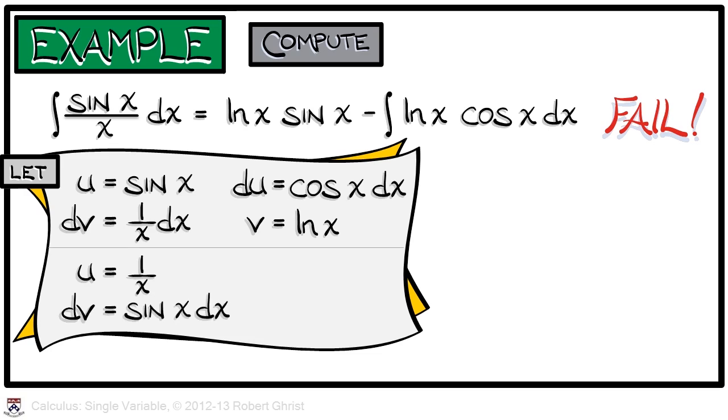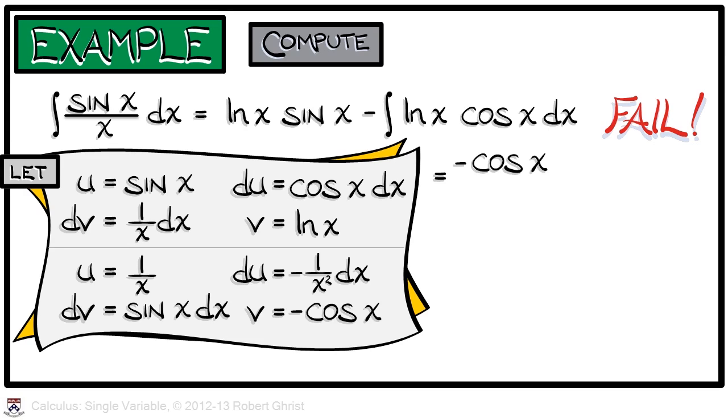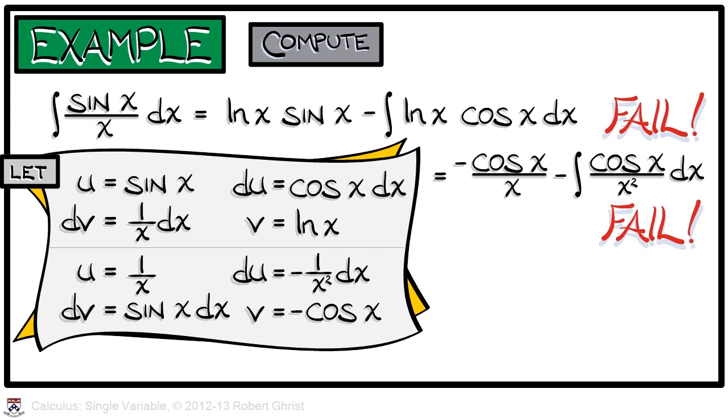If we chose u to be 1 over x and dv to be sine of x dx, then we can compute du as negative 1 over x squared dx, and we can antidifferentiate sine to get minus cosine. Applying the integration by parts formula with this choice yields what? u times v is negative cosine of x over x. Then we have to subtract the integral of v du. We get a cosine x over x squared dx. I think this again counts as a fail. That looks like a worse integral than what we started with.